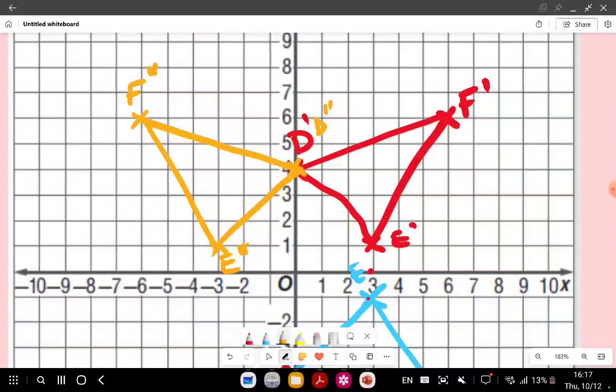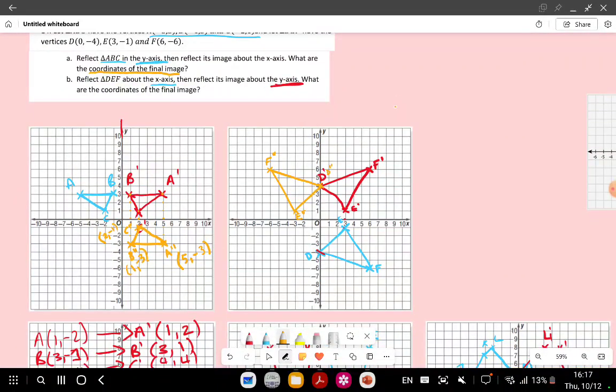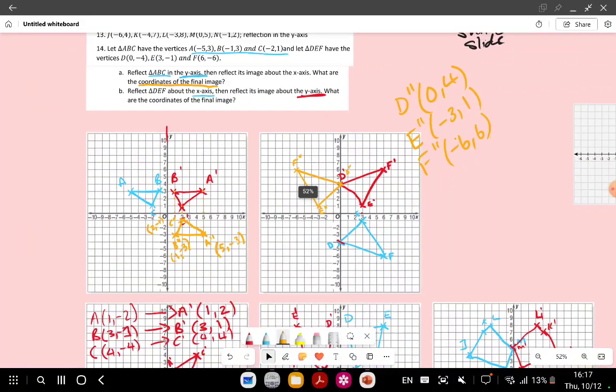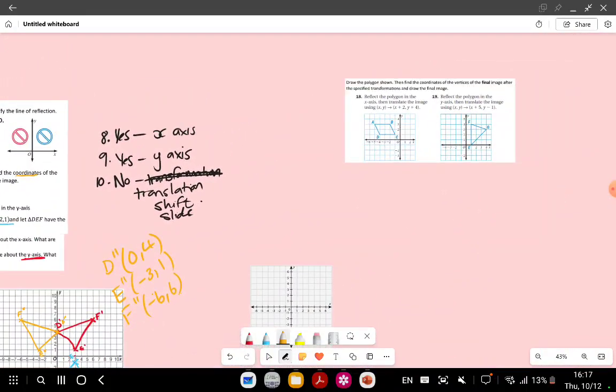Last thing we need to include is what are the coordinates. D2 ends up being 0, 4. E2 ends up being -3, 1. And F2 ends up being -6, 6. And that is how you do this question. Oh, we still have this section left.